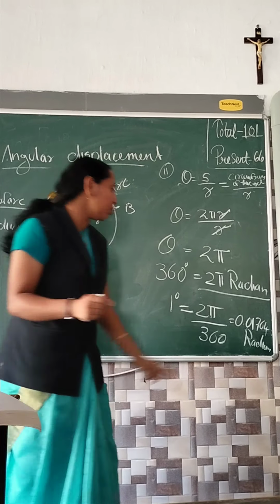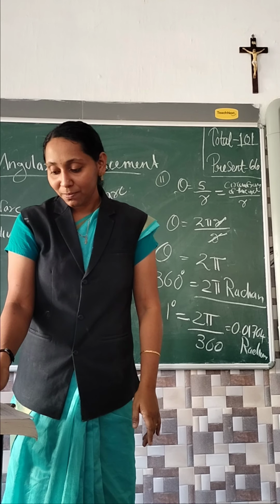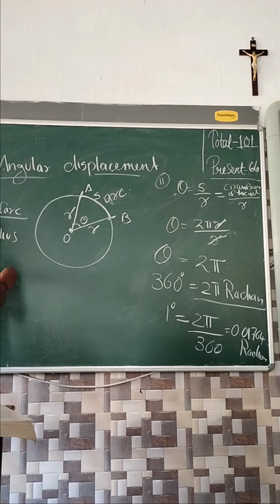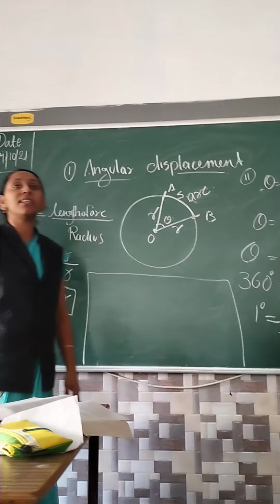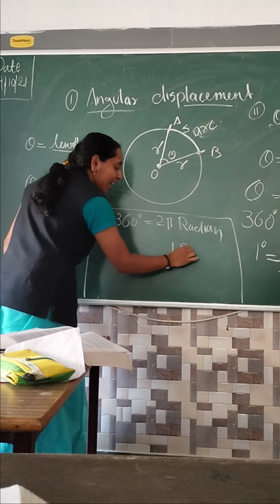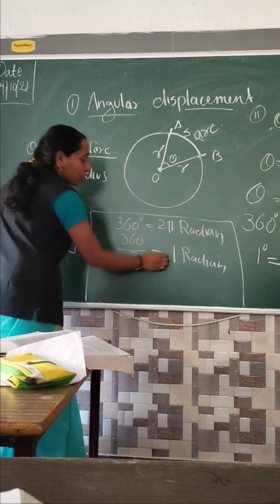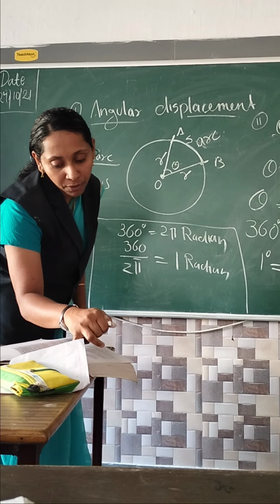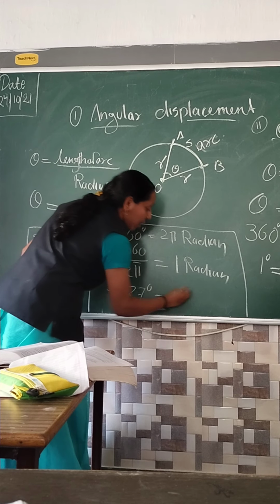Okay. Then I have a doubt. 1 degree means this much radian. So how much is 1 radian, sir? Use common sense. I already know 360 degree equals 2 pi radian, and I want to find out 1 radian. How will we take it? 360 divided by 2 pi. So 1 radian equals 57.27 degree.